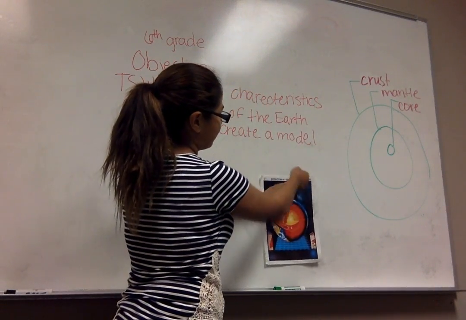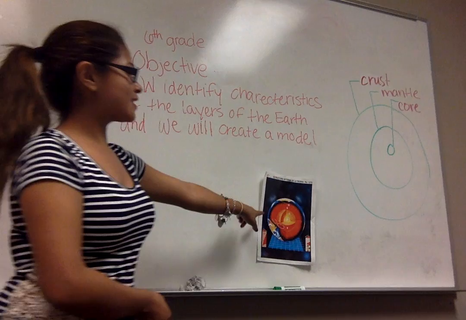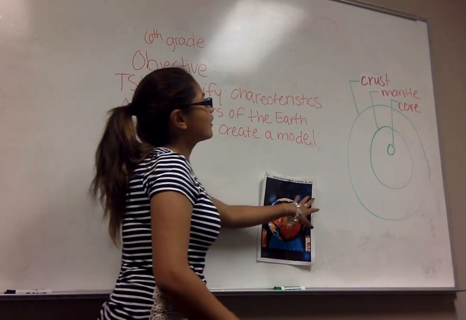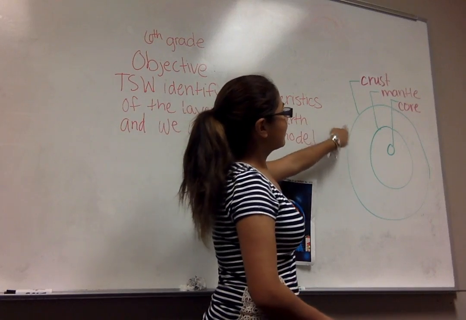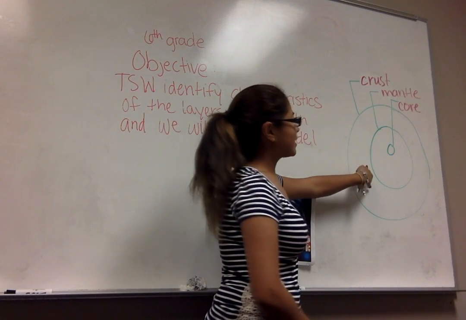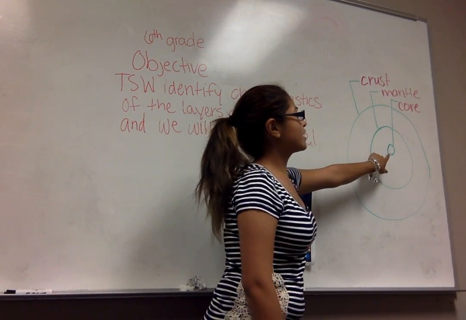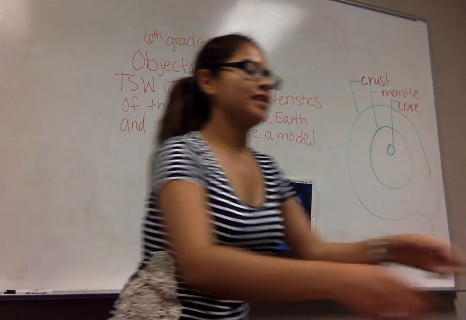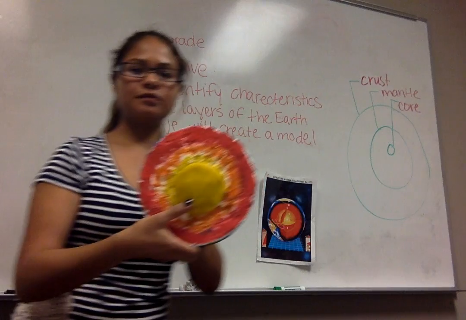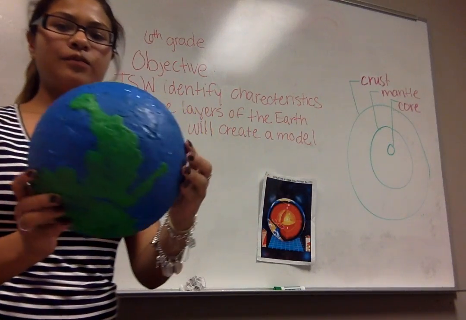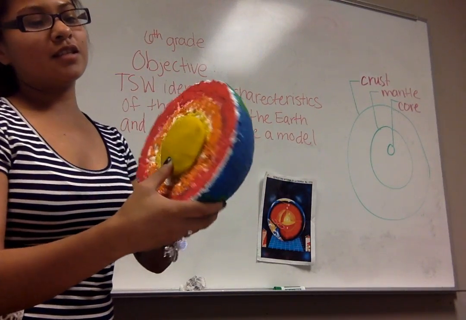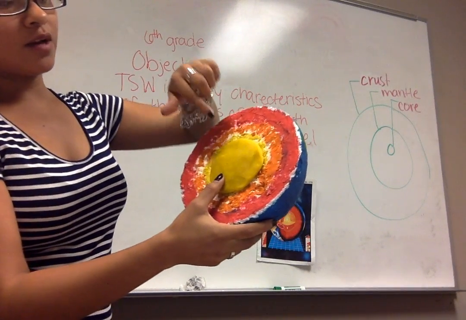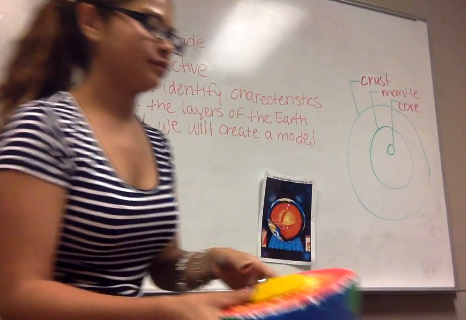Is that how it looks inside? Yes, this is how it looks inside, based on scientific research, right? So the first layer is the crust, then we go down to the middle and it's the mantle, and then we go to the center and it's the core. And this is another model. See? The earth, this is the crust, this is the mantle, and this is the core.